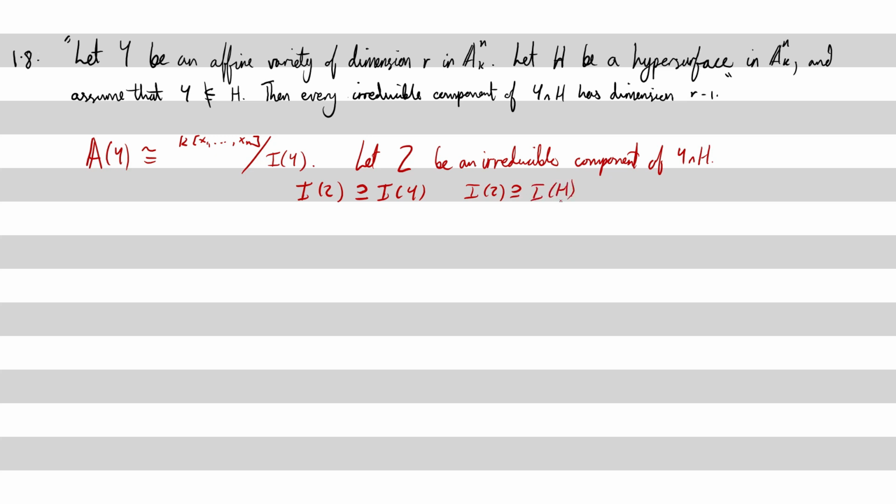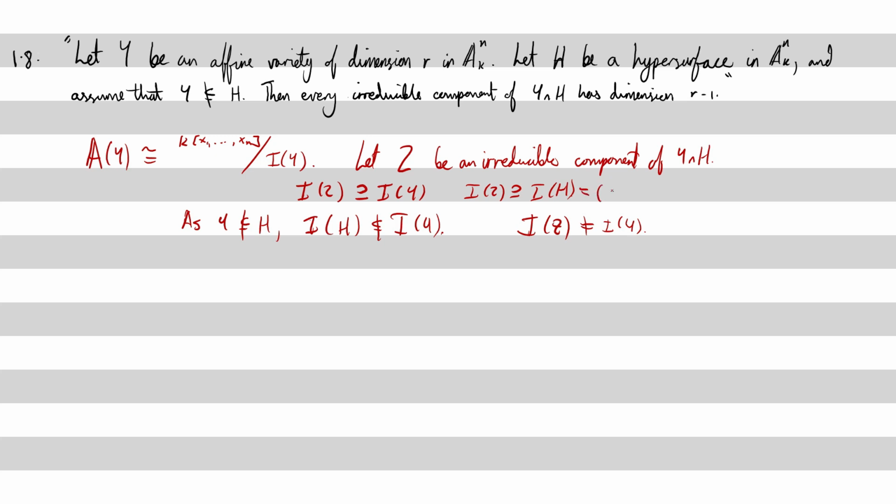Now the third isomorphism theorem is about two-sided ideals, but every ideal is two-sided in a commutative ring. And as Y is not a subset of H, I of H is not a subset of I of Y. Given this, I of Z contains something which is not a subset of I of Y, therefore I of Z is not equal to I of Y. Also I of Z is a prime ideal, I of Y is a prime ideal, etc.